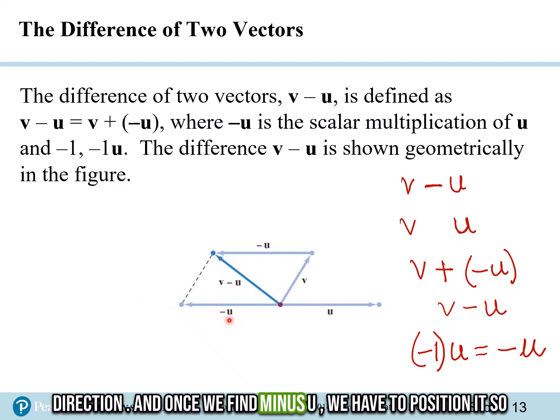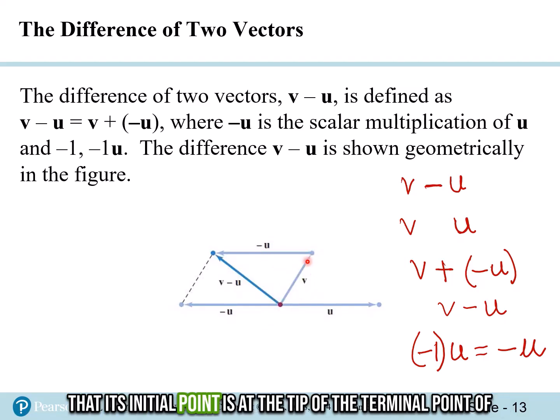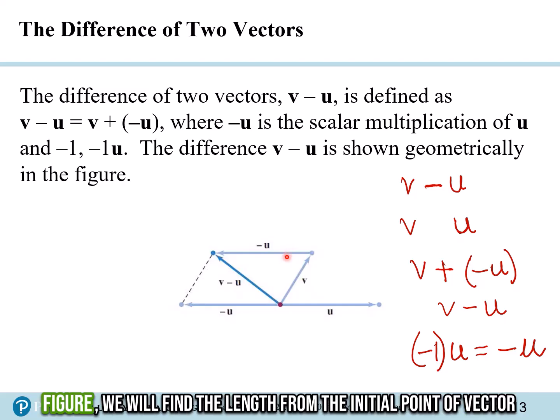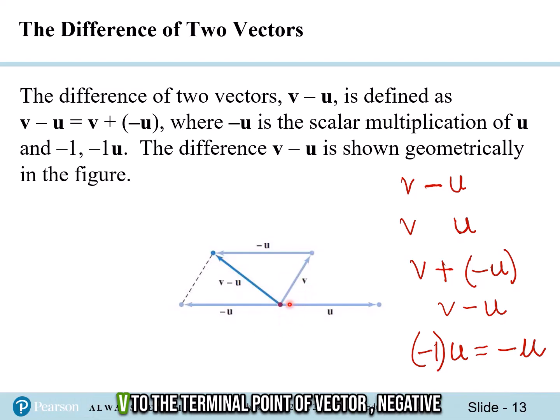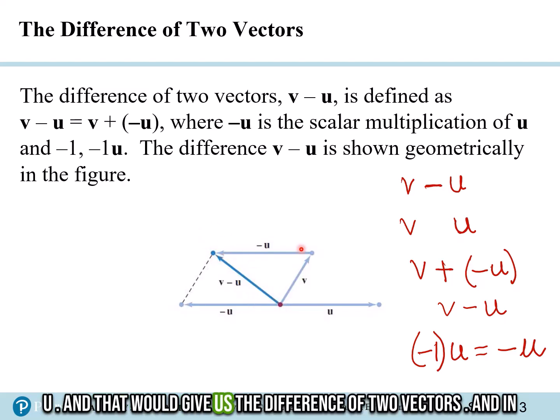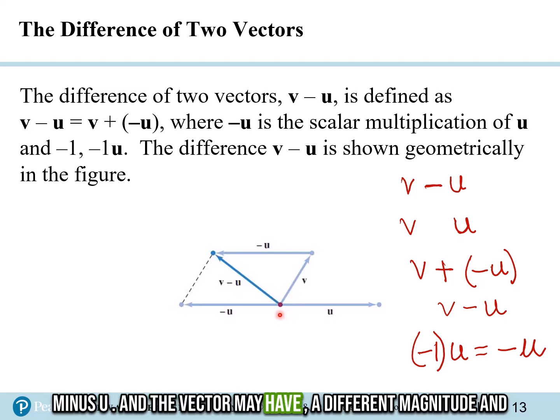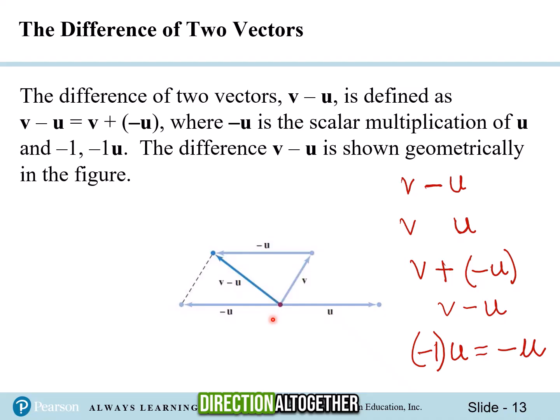And once we find -u, we have to position it so that its initial point is at the tip of the terminal point of vector v. And once we do the positioning as shown in this figure, we will find the length from the initial point of vector v to the terminal point of vector -u. And that would give us the difference of two vectors. And in this case also, we end up with a new third vector, which is v minus u, and the vector may have a different magnitude and direction altogether.